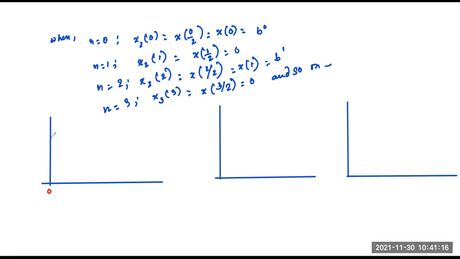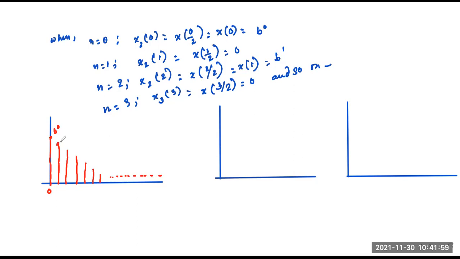So let us draw this signal. This will be b to the power 0. So this will be b to the power 1. This will be b to the power 2. This will be b to the power 3. This will be b to the power 4. This will be b to the power 5. And this will be b to the power 6. So like this it will continue.